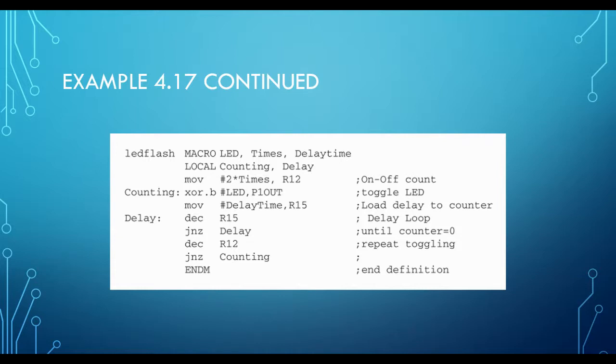Jump not zero means that if the zero flag in the status register is equal to 0, it will jump to this label called counting. So you can have local variables. Times and delay time are local variables. They don't work outside of the main loop.